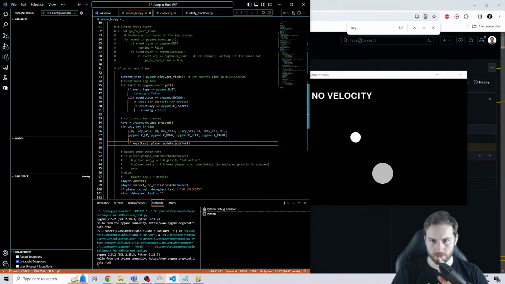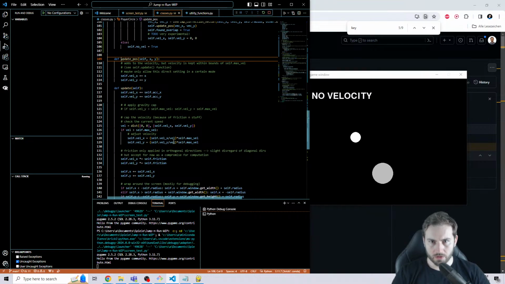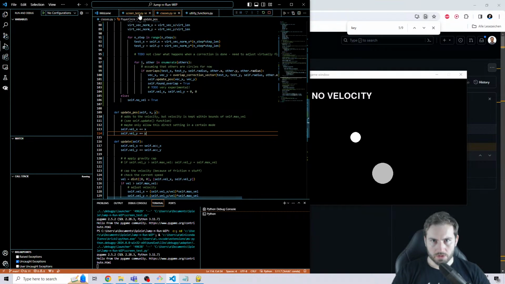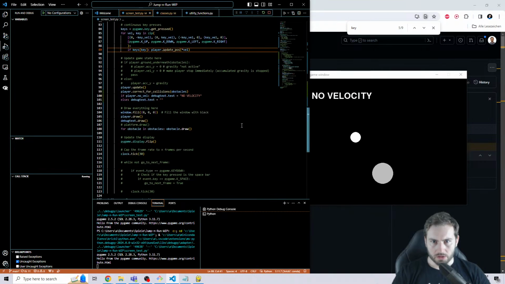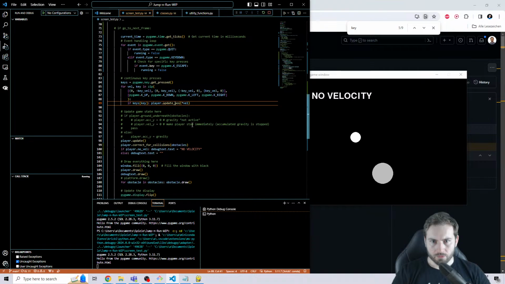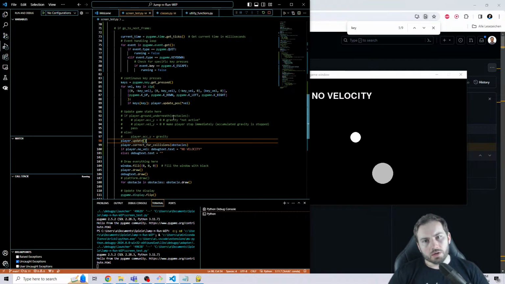It goes into this update function here. And the velocity is adjusted. What is the stack here? The player updates and only then it checks for the collisions. What happens again when I do this?